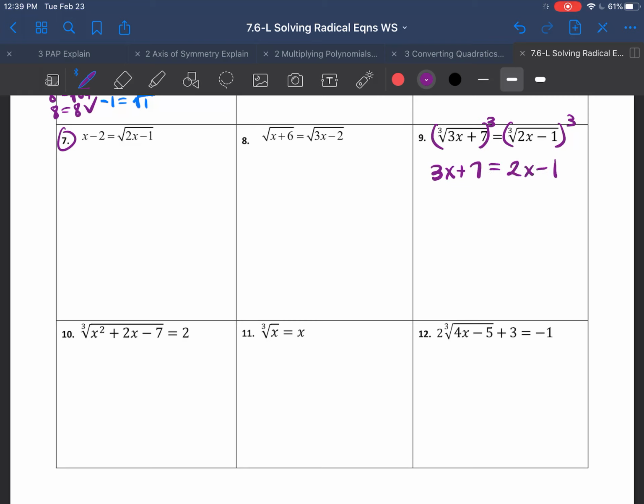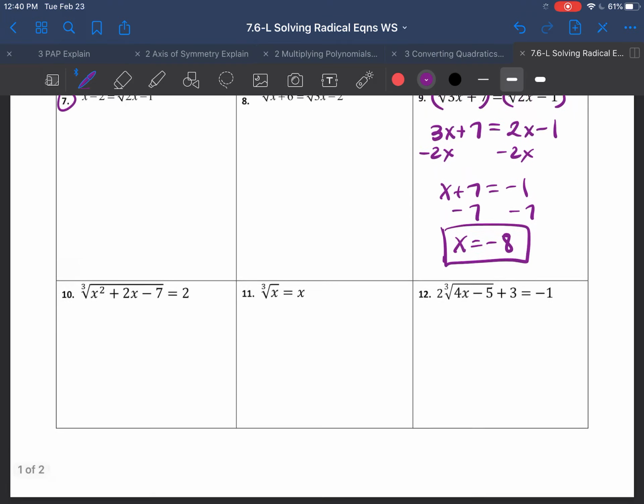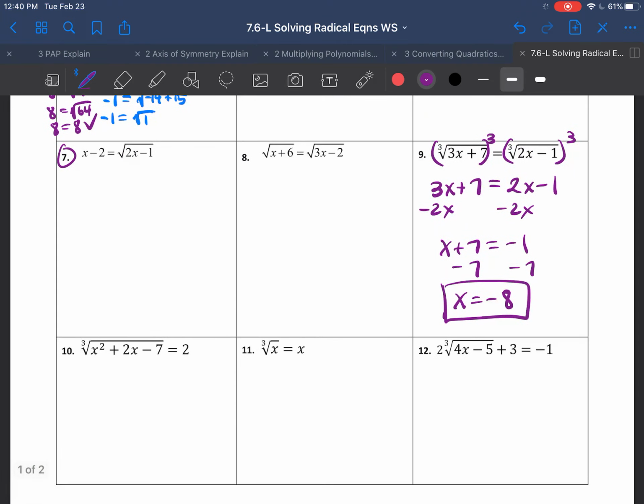And we're left with this linear equation. So get your x's on one side, constants on the other, and x equals -8. You can plug that in and it will work on both sides. I'm not going to do that.